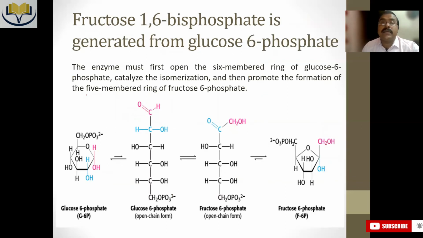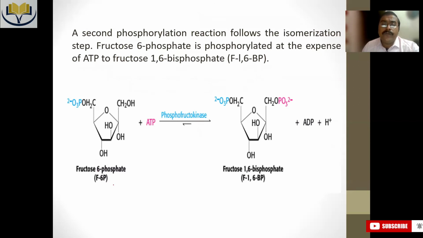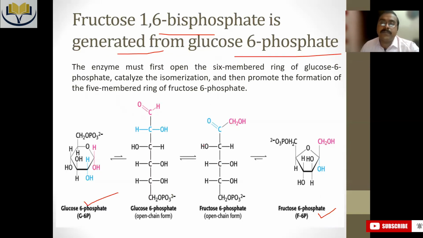Now, the second reaction is fructose 1,6-bisphosphate generation from glucose 6-phosphate. So this is a 2-step process. Step number 1, glucose 6-phosphate is first converted to fructose 6-phosphate. And step number 2, fructose 6-phosphate is converted to fructose 1,6-bisphosphate. So let's discuss step number 1, the conversion of glucose 6-phosphate to fructose 6-phosphate.